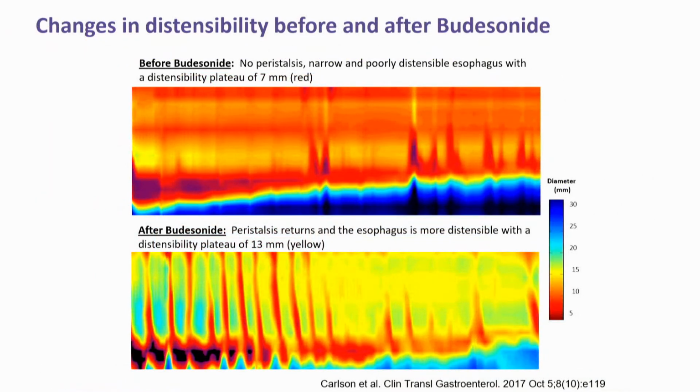This is actually a really nice example. I just love showing this example because the top panel is EOE. So this was untreated EOE with a rigid, narrow caliber esophagus. And then this is the bottom flip after budesonide and dilation therapy. You can see the motility actually comes back and the diameters improve. It's a very nice tool.